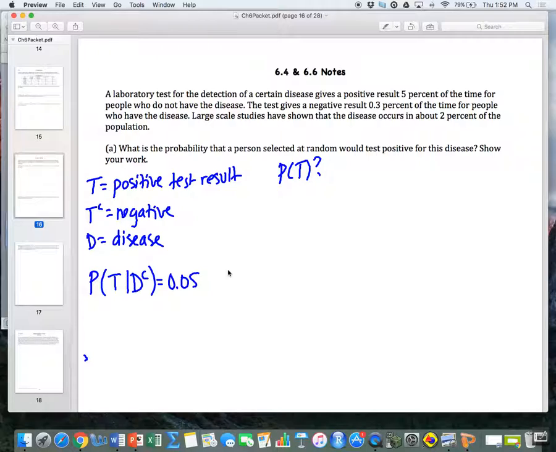Okay, the test gives a negative result 0.3% of the time for people who do have the disease. Okay, so given that you do have the disease, the probability that you get a negative result, so that's T complement, is 0.3%, so that's going to be 0.003. And lastly, it says large-scale studies have shown that the disease occurs in about 2% of the population. So the probability of having this disease is about 0.02.